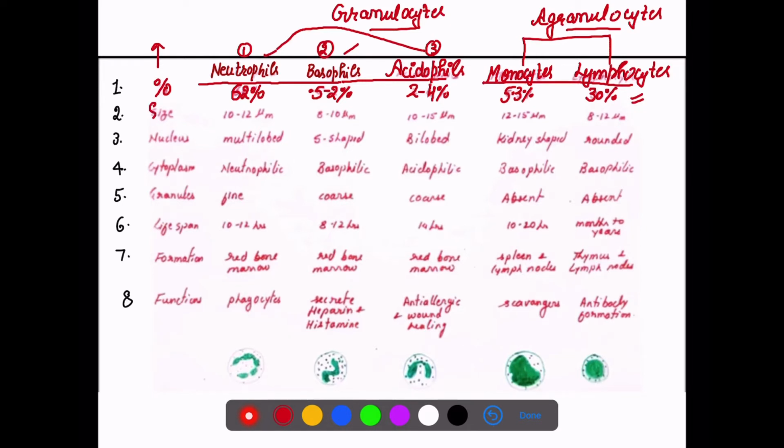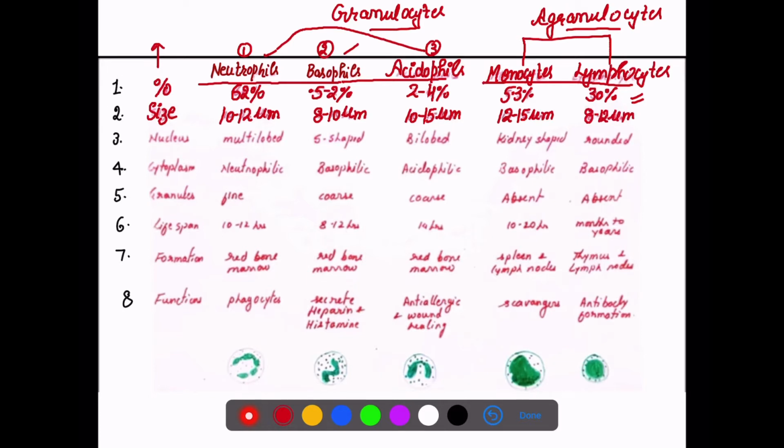Now let's talk about the size of neutrophils. They are a little bit big, not very much bigger, but their size is 10 to 12 micrometer. Then basophils are 8 to 10 micrometer. Then acidophils are 10 to 15 micrometer. And monocytes are a little bit more than acidophils and neutrophils, that is 12 to 15 micrometer. Lymphocytes are also smaller like basophils, they are 8 to 12 micrometer.